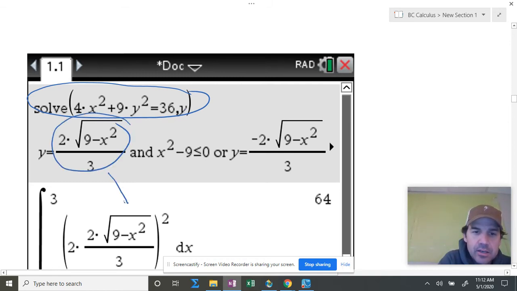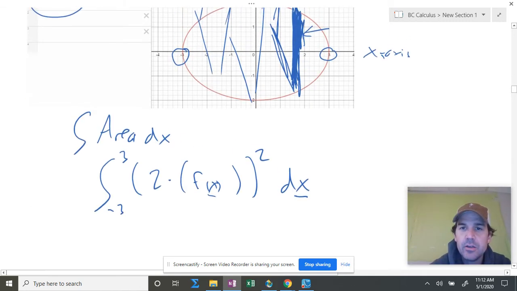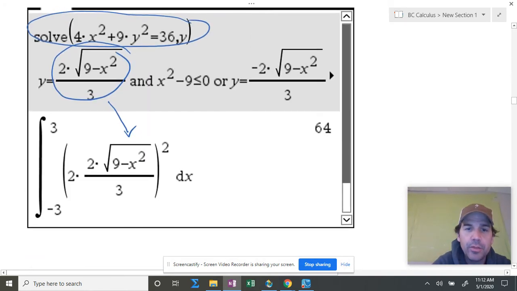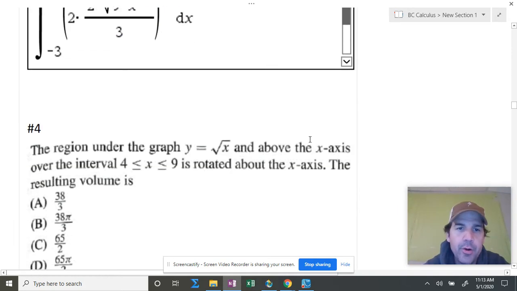You take that and put it down here, but you have to double it for the top and the bottom, right? Because you have the top here and then the bottom down here. You square that whole thing. Don't forget to square it. And you go from -3 to 3, and you get your answer, 64. You're done with that one.